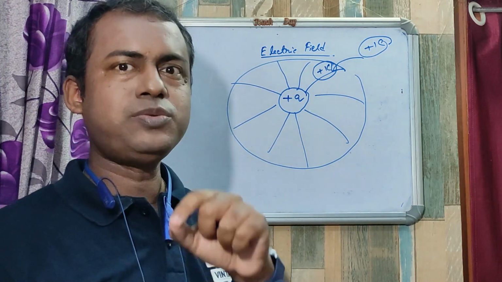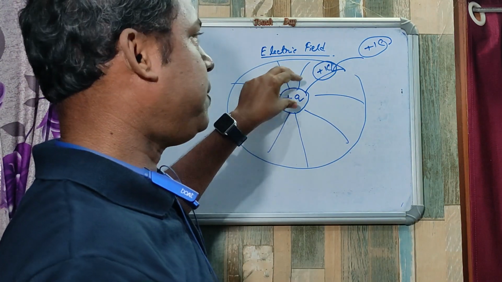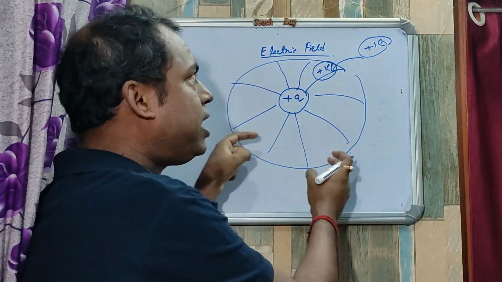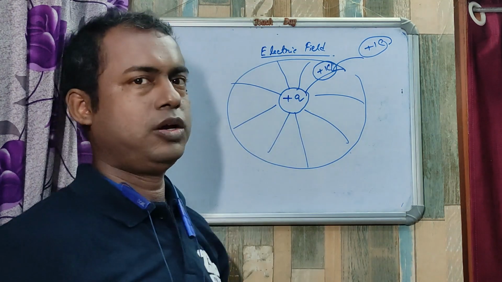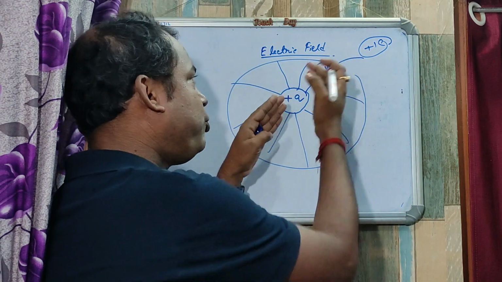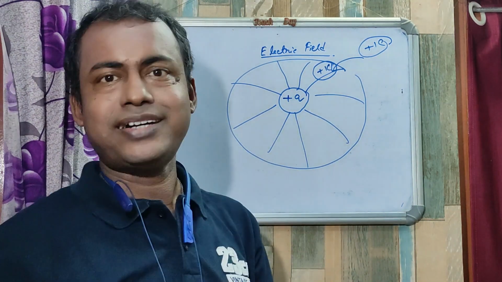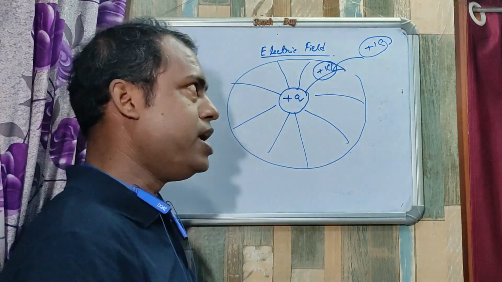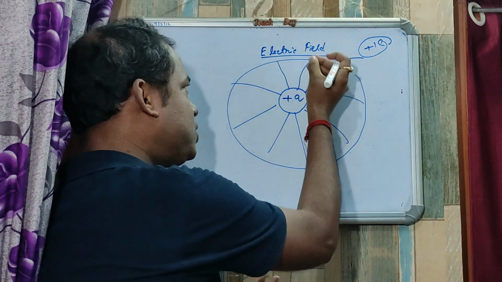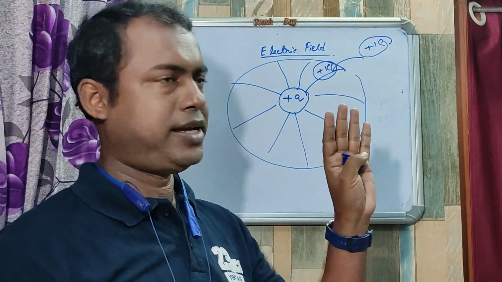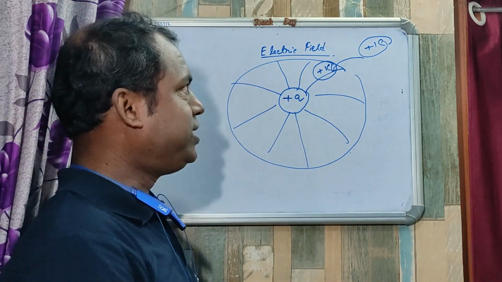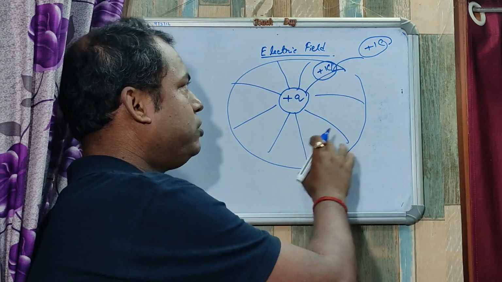So in one sentence, when a positive charge is placed at some point, it can change the properties of the surrounding, which means it can produce forces. It may be attractive in nature, or repulsive in nature. If I place a plus 1 coulomb charge, the force is repulsive in nature. If I place a minus 1 coulomb charge, it produces an attractive force. I think it is clear. So this is the electric field.